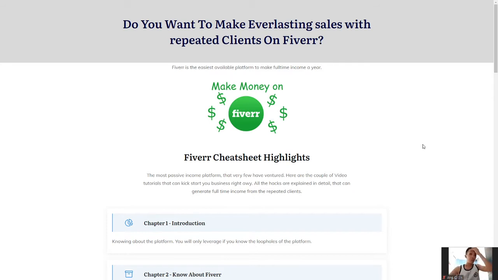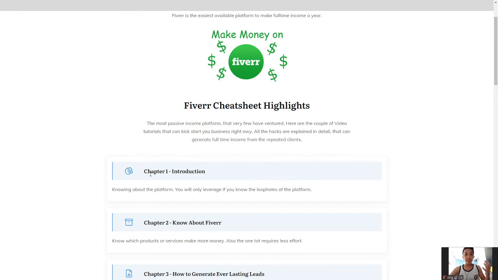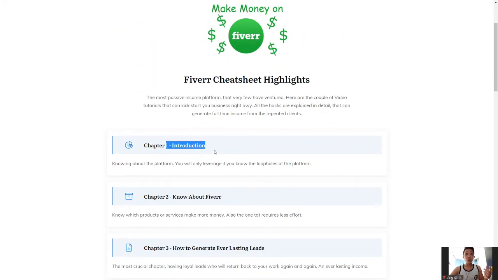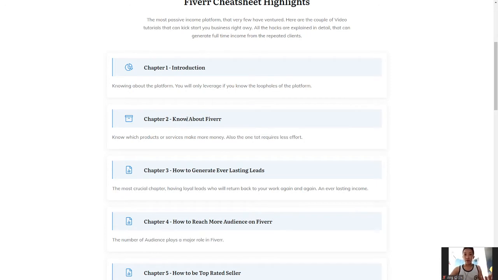Okay, so let's talk about the cheat sheet right now. Basically, there will be 9 chapters. The introduction, to know more about the platform, is pretty important. Do not underestimate it. You may know things already, but you may not know how to make money with it. It's like Facebook, for example. People use Facebook to connect with people. Marketers use Facebook to connect with other marketers and make money on Facebook. So this is something that you shouldn't overlook and you should really go through.